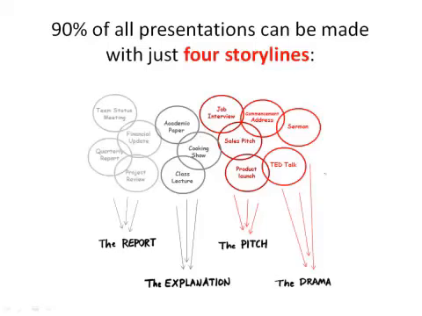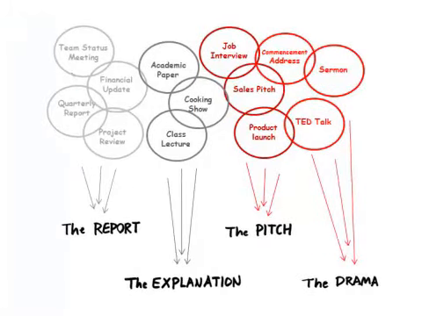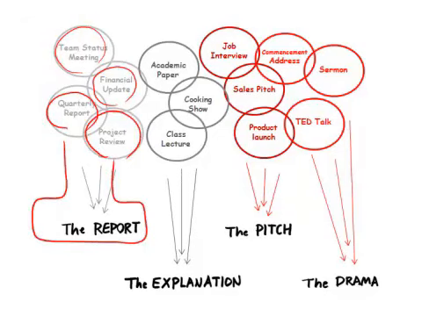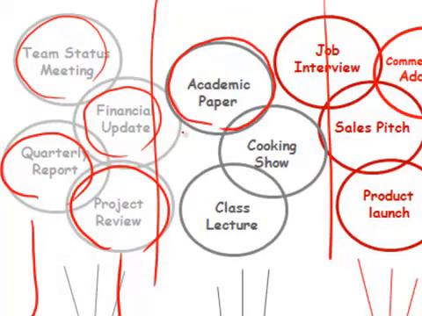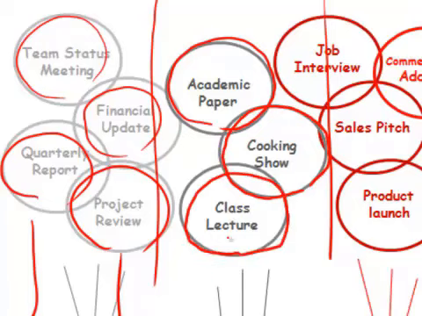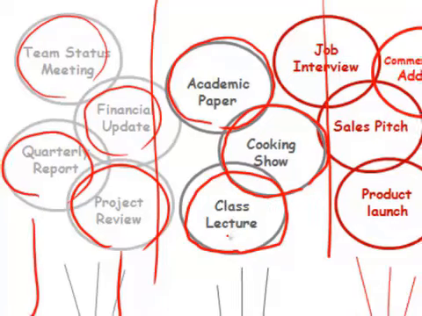90% of all presentations, heck, let's be generous, let's call it 100% of all presentations can be made with just 4 storylines. Last time we talked about things like team status meetings and financial updates and quarterly reports and project reviews, all of which we created using the report storyline. Today we're going to focus on this area right here, things like academic papers. Oh, we're presenting some new academic thinking. Or it's a cooking show. We want to show someone how to make something. Or we're going to lead a class lecture where we're going to instruct people on some new knowledge or ability.